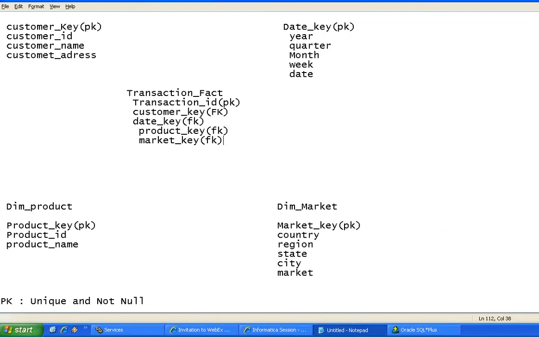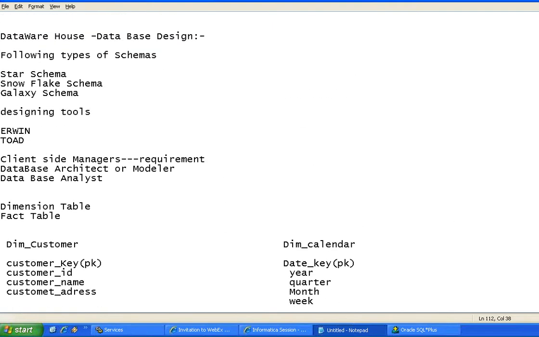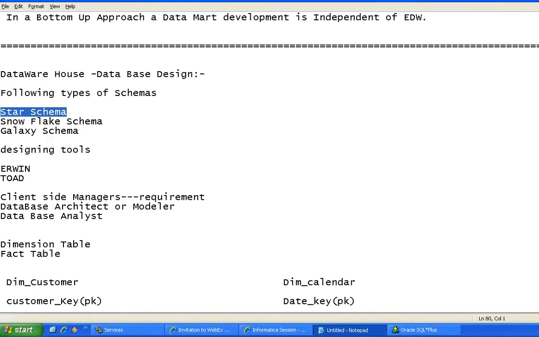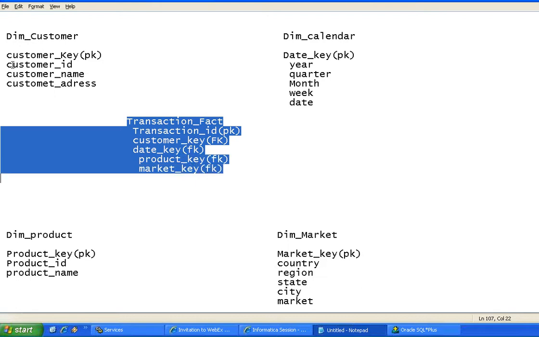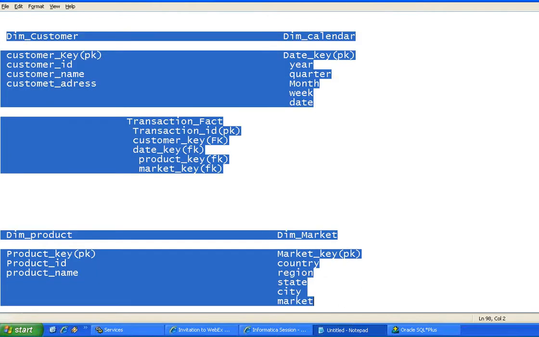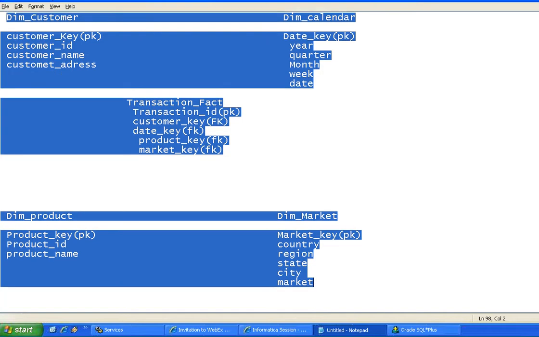Okay, so coming to our star schema and snowflake schema. What is the star schema? Star schema is nothing but it contains a centrally located fact table surrounded by multiple dimension tables. Since the design looks like a star, we call it a star schema database design.